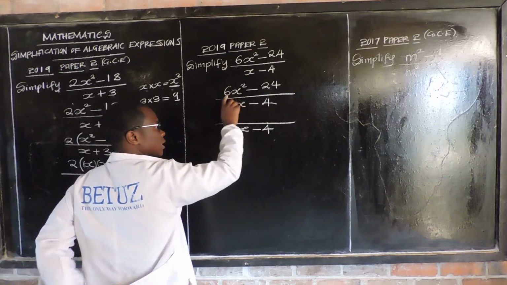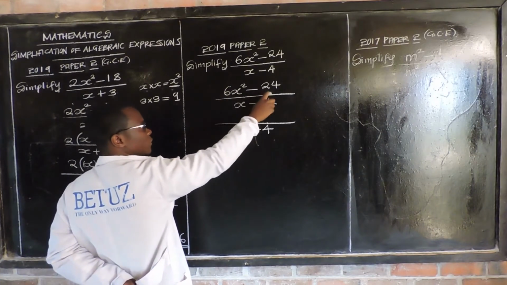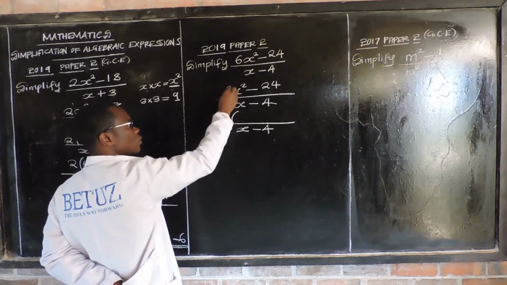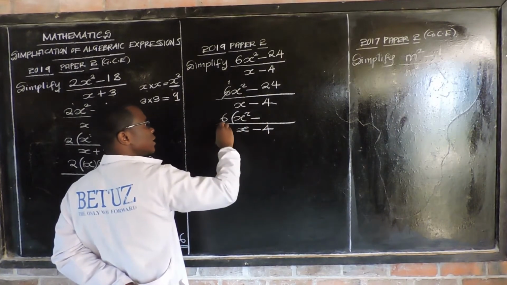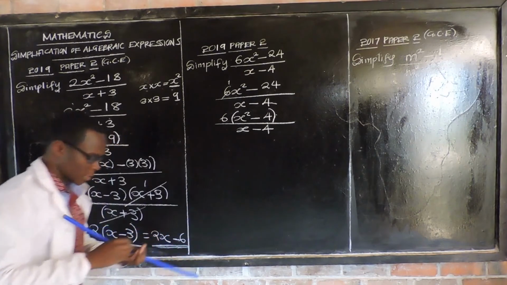What is common in this case? What is our common factor? 6. 6 can go into 6 and 24. So 6 is common, take note. Then open up the bracket. 6 into 6 is 1. 1 times x squared, you get x squared, minus 6 into 24, you get 4.